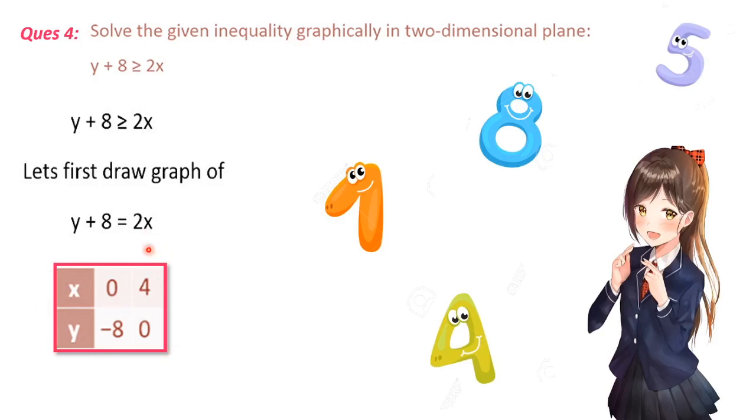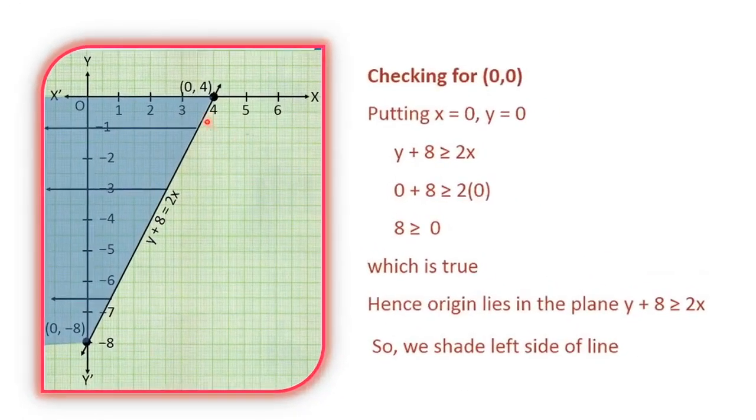If x is 0, so y is minus 8. And if y is 0, so x is 4. So let's make this straight line. Now again, the line is not passing through origin. First of all, we'll make a thick line because here the equal sign is also involved. 0, 0, origin is not on the line, so definitely this is the best point to do the testing.